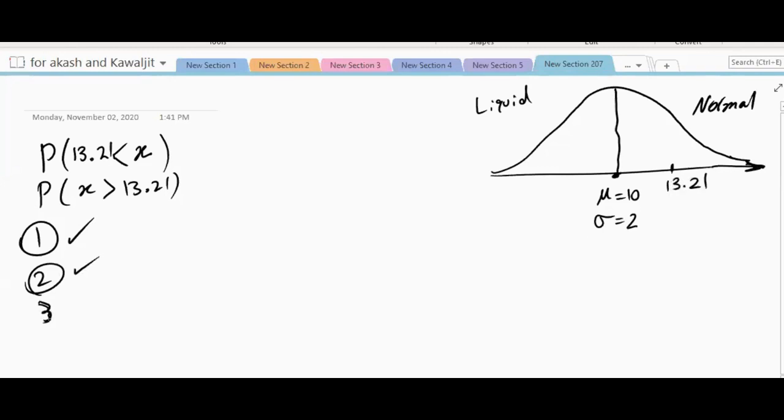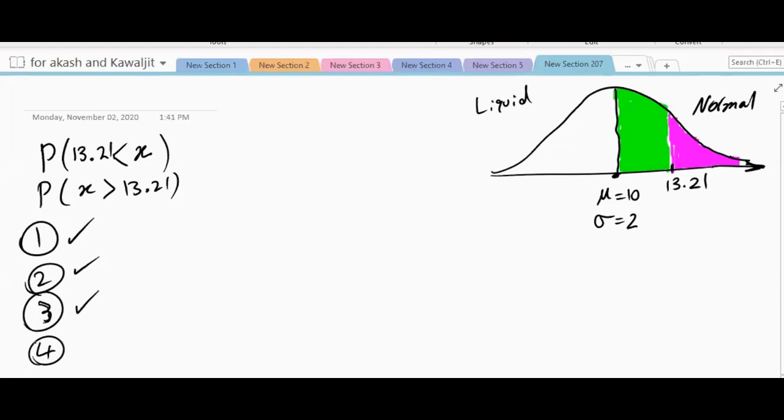What is the next step? Identify the areas of interest. Very cool. So we identify the area of interest. We want more than 13.20. This is the area of interest. Can we find that area in the table? No. The table only gives us the areas between the point and the midpoint, the mean, mode, median, because it's symmetric, they are the same. This is what we want, but the green part is what we can find in the table.